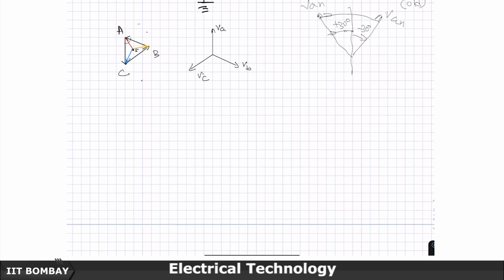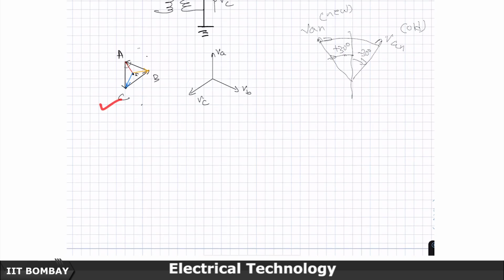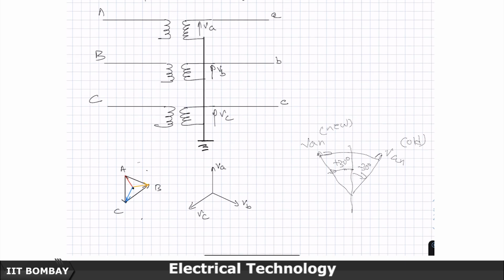This is what I have done here. C comes down, A comes at the top, A, C, B, and this. Yeah, better. C comes down, A comes up, and now this. So now look at this.